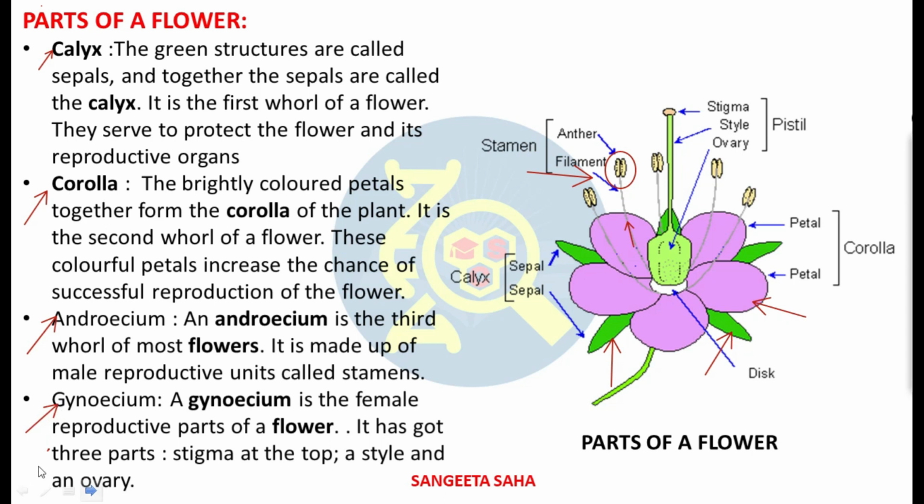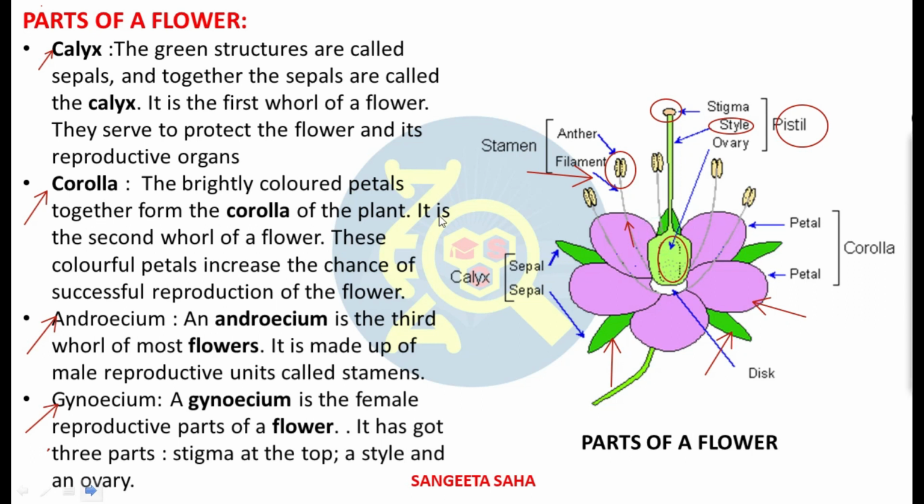Next is the gynoecium. This gynoecium is the female reproductive part of the flower, it is the innermost wall of the flower, and it contains pistil. And this pistil has got three parts. The first one that you can see here is the stigma. The stalk-like structure, as you can see here, is a style, and this part is the ovary.